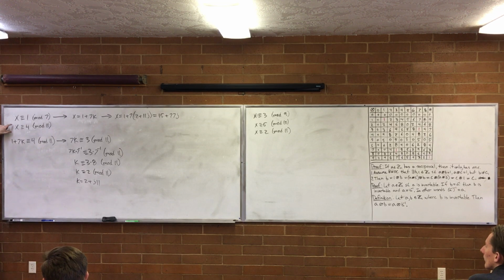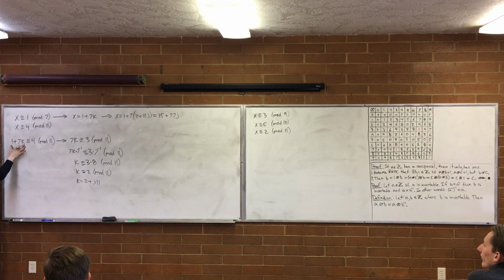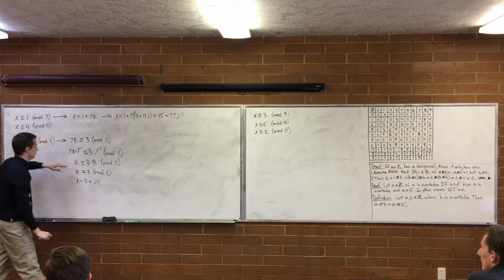Okay, so now let's look at this. Whatever our x is, it has to satisfy this, so we know this much information about our x. So substitute what we know x has to be equal to here. So 1 plus 7k has to be congruent to 4 mod 11. Subtract 1 from both sides. 7k has to be congruent to 3 mod 11.